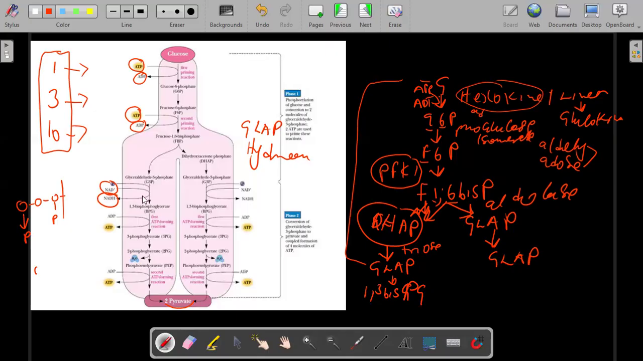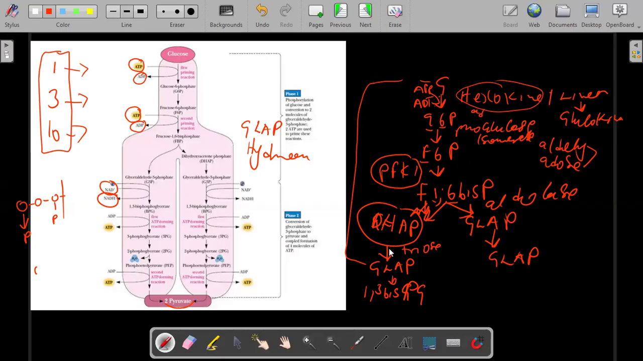This is a dehydrogenase enzyme working here. Whenever you see NAD and NADH, just know that it's a dehydrogenase enzyme that is going to work there. So the name of the enzyme is glyceraldehyde phosphate dehydrogenase, which is going to work at step number 6. Okay, so we move to step number 7.